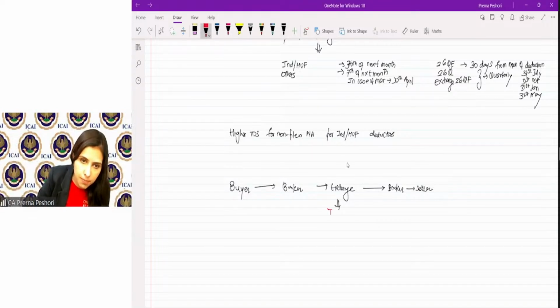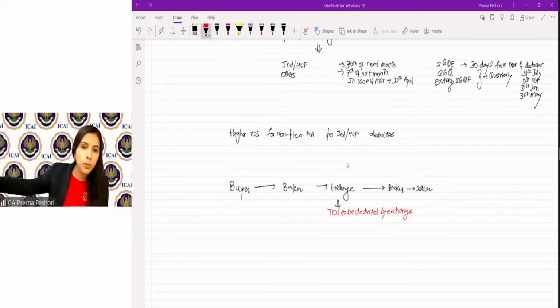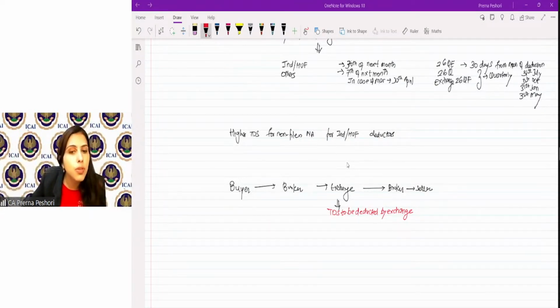So TDS is to be deducted by the exchange while making the payment to the seller. Are we clear? So in case, for example, the seller broker is owning the virtual digital asset, it is the broker who is the seller. Hence, the amount paid by the exchange to the seller broker will be subject to the TDS. Are we clear?